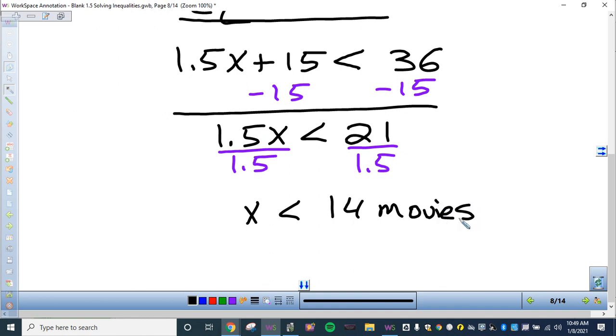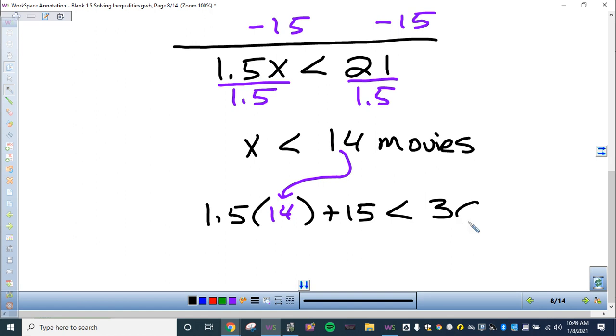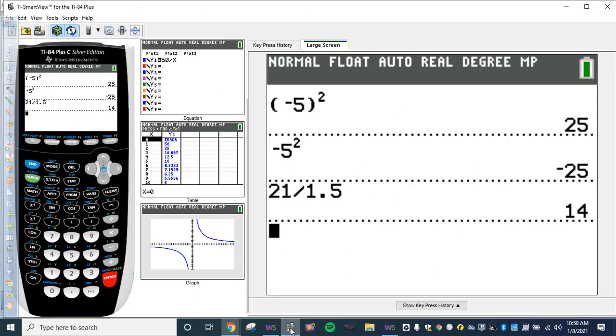Okay, so I'm going to plug that 14 in. Let's write the equation: 1.5 times the 14, plug that 14 in right there, plus 15. I thought it was less than 36. The book thinks it's the other way. We'll see which one makes more sense. So 1.5 times 14 is 21. I'm just looking at what I have on the calculator, and I know if I go 14 times 1.5, I should get that 21. Always double check, why wouldn't you?